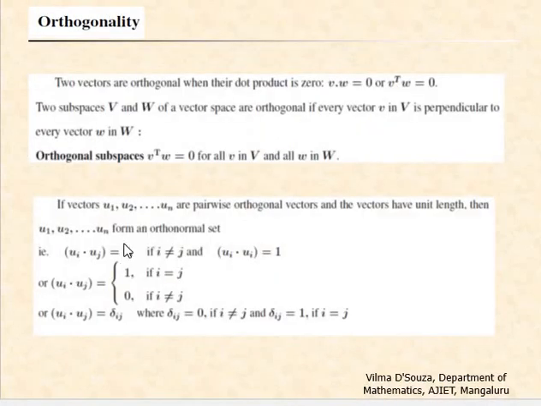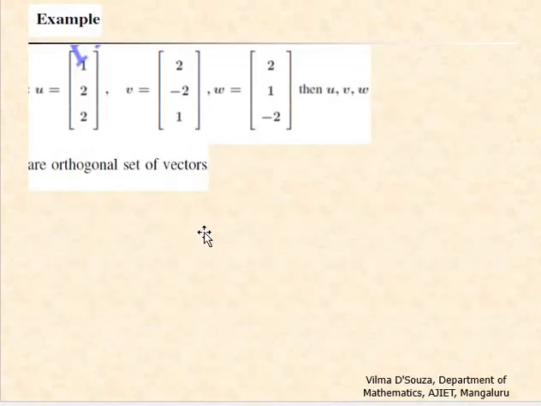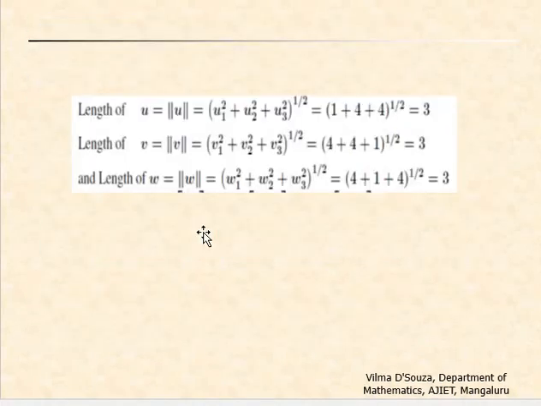When do you say that the vectors are orthonormal? When they are pairwise orthogonal and have unit length. That is, ⟨ui, uj⟩ = δij, where δij is equal to 0 if i is not equal to j, and whenever i equals j, δij is equal to 1.